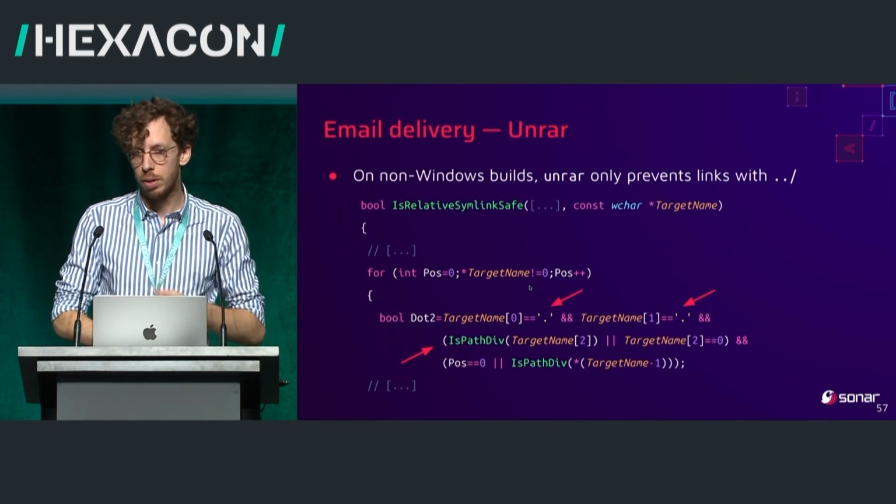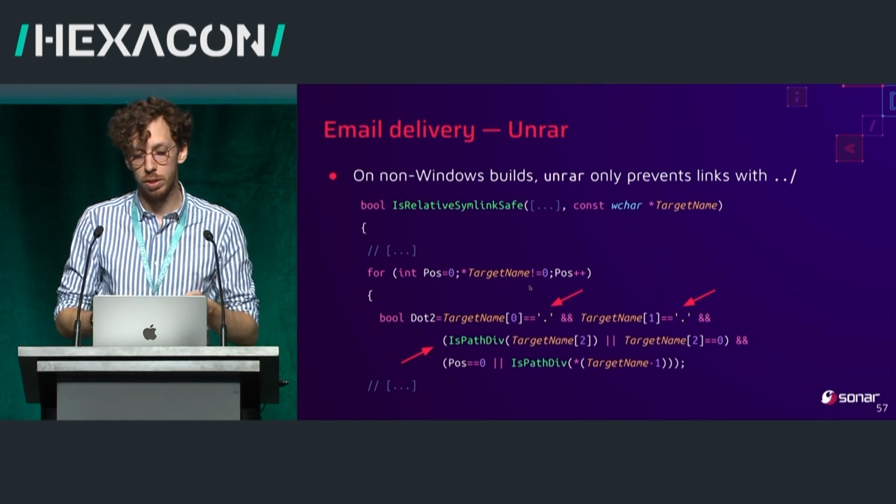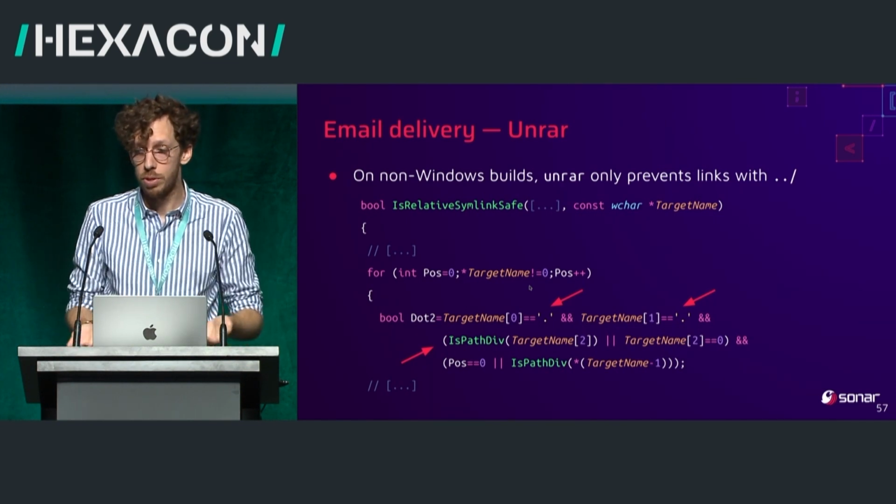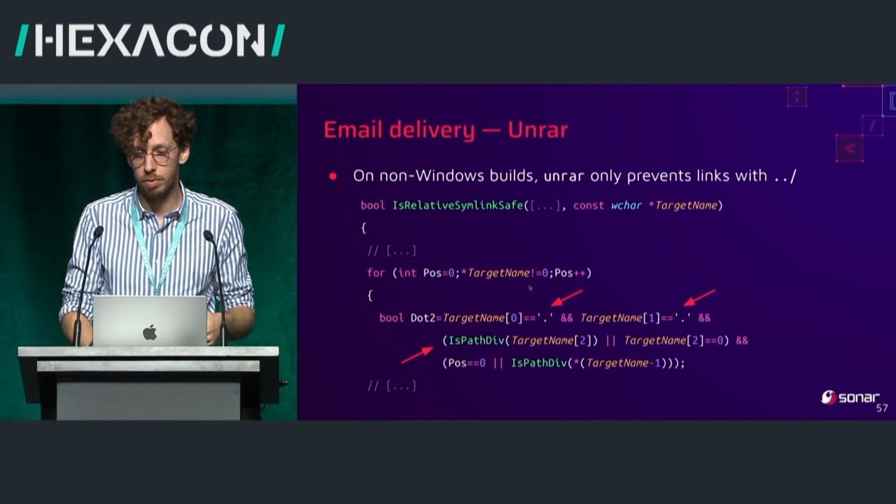And on non-Windows builds, like when you run Unrar on Unix, it's only preventing symlinks with .. because .. in Unix is safe. It's not doing anything unsafe. So it's only watching for ..